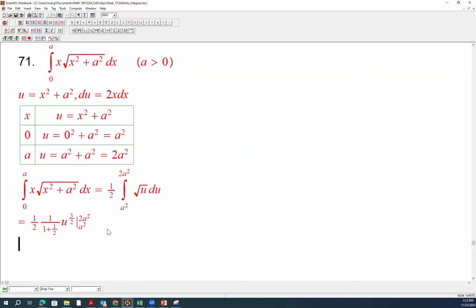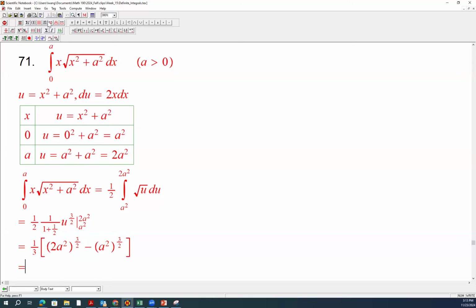All right, so let's do it this way. Continue. This is 3/2 under 1, so 2/3. So eventually this is going to be 1/3 times u to the power 3/2. Substitute u by the upper limit, then substitute u by the lower limit. You can see it gets a little bit more algebra. So this would be good practice for all of us.